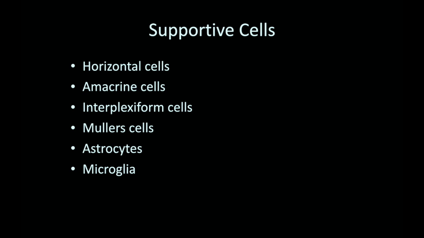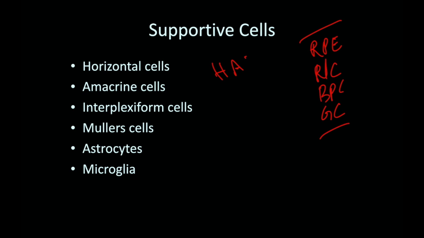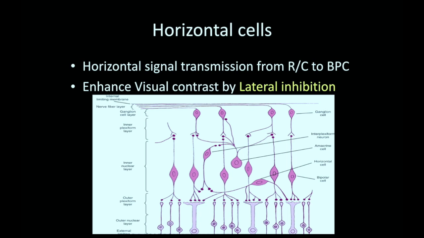Now we'll go for the supportive cells. So we've discussed so far RPE, rods and cones, the bipolar cells, the ganglion cells. And now we'll discuss the supporting role played by these cells. How to remember them? High man. Okay. So horizontal cells, amacrine cells, interplexiform cells, Muller's, astrocytes, and microglia. We'll take them one by one.